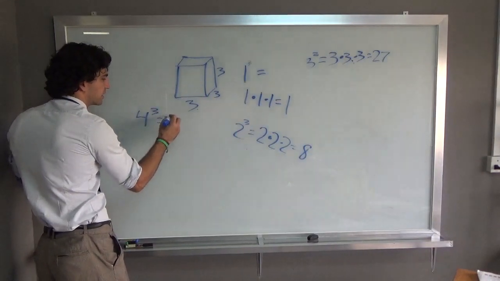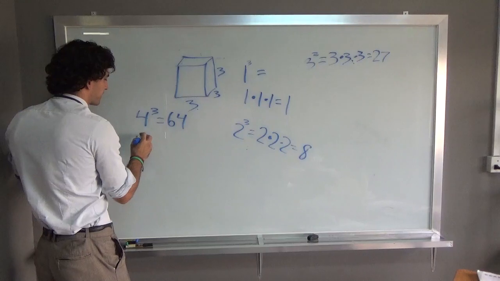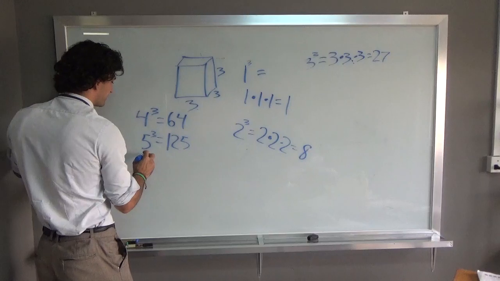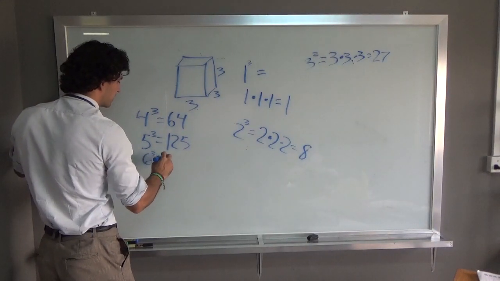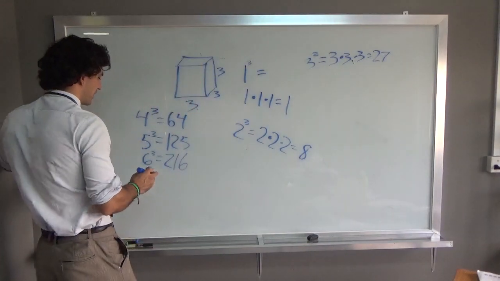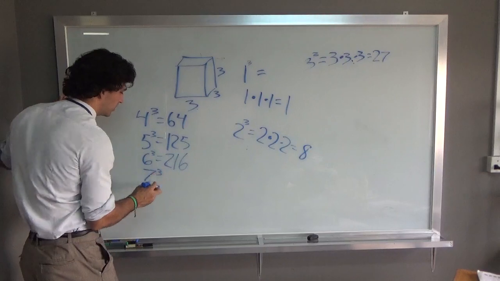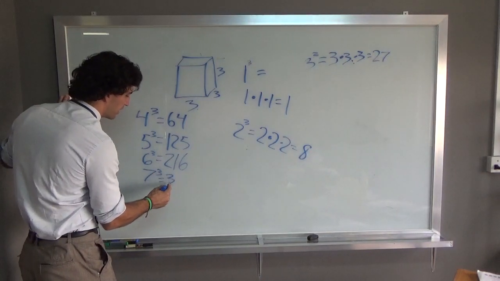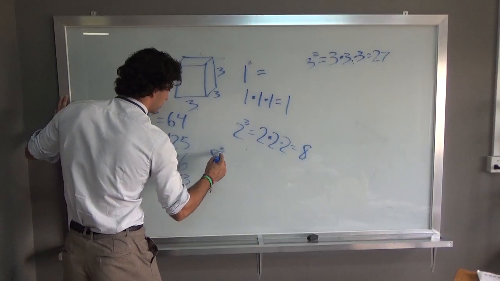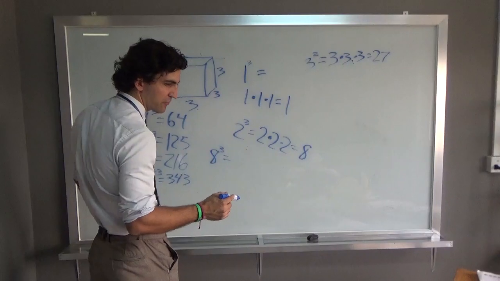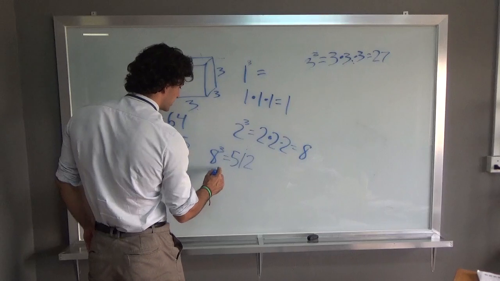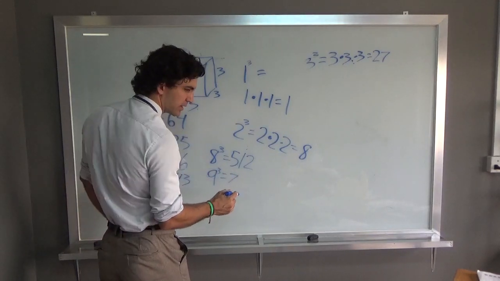4 cubed is 64. 5 cubed is 125. 6 cubed equals, I think it's 216. Yes, it is. Okay. 7 cubed is 343. 8 cubed is 512. 9 cubed is 729.